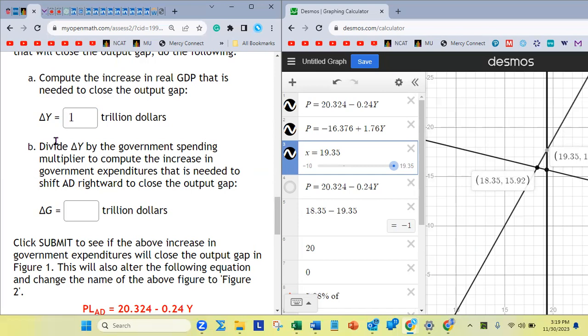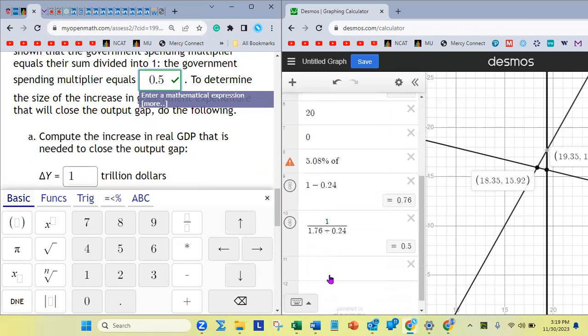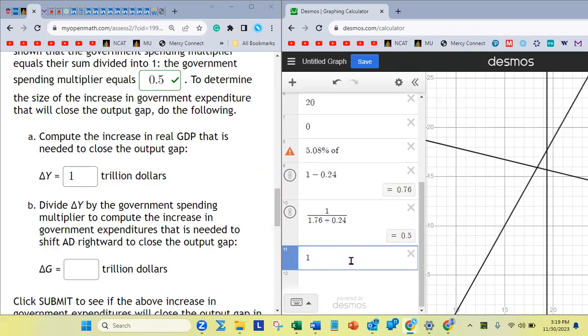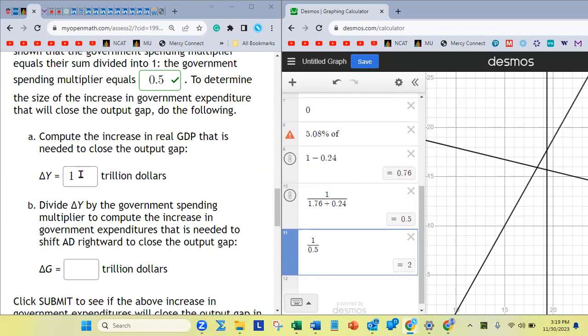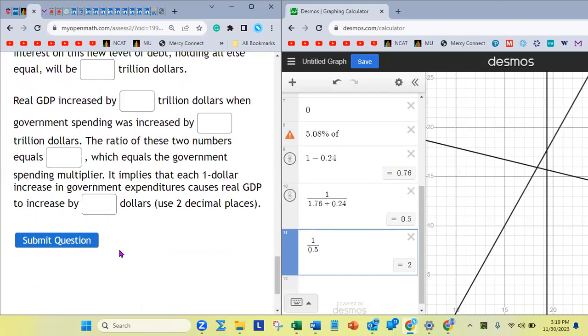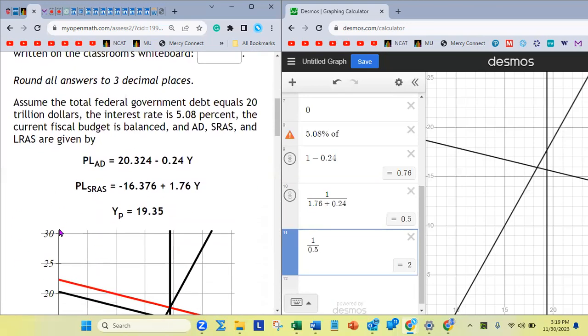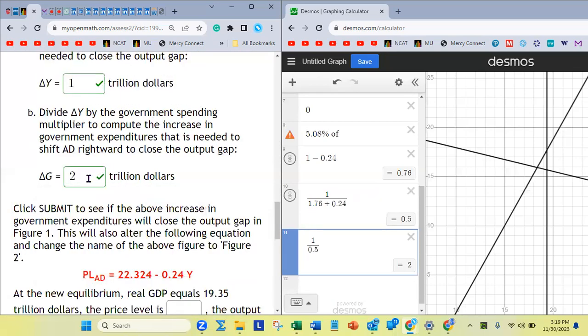Now, I want to divide the increase in GDP, which is 1, by the government spending multiplier, which is 0.5. So I'm going to do 1 divided by 0.5. 1 is what I want GDP to increase by, and 0.5 is my government spending multiplier. So in order to get GDP to increase by 1, we need to increase government spending by 2, then hopefully the economy recovers and we're back to full employment. And we got it right. Okay, so we got increasing government spending right.